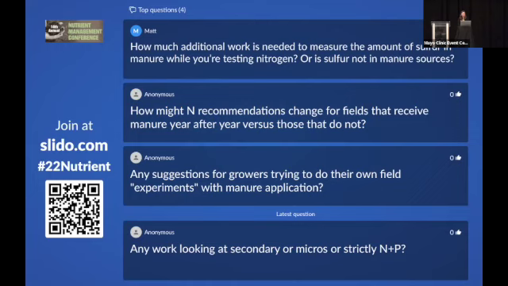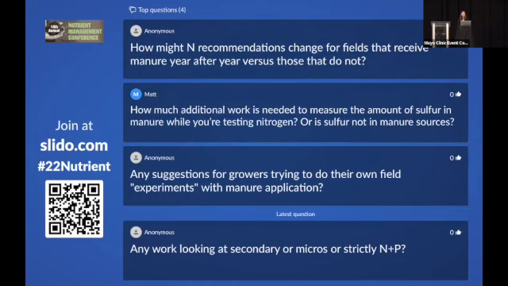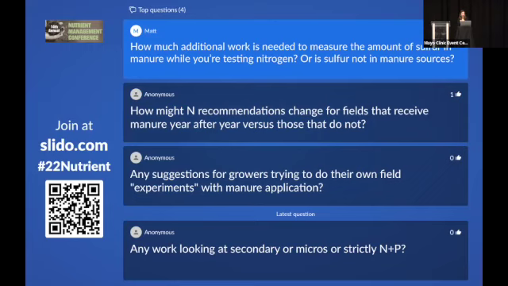Next question, how much additional work is needed to measure the amount of sulfur in manure while you're testing nitrogen? That's a good question. Right now, there's only capability really to measure total sulfur. In that case, it's usually the same instrument. In most cases, it's a combustion analyzer. So you take a small amount of manure, combust it to get nitrogen, and then it would also potentially get sulfur. Not all labs have that equipment though. So it really depends on the lab. Usually they will charge extra for sulfur, but that's not always the case. So certainly talk to your local lab and see if they have that availability.